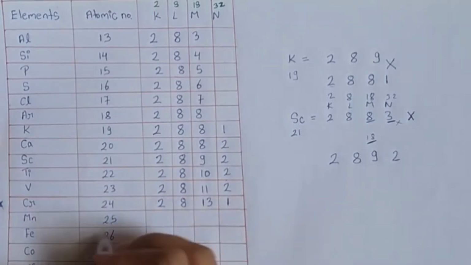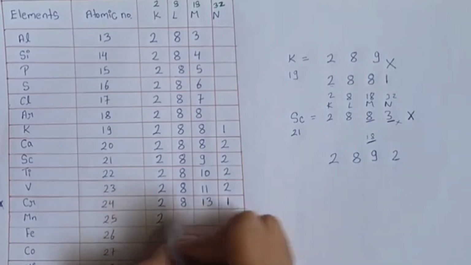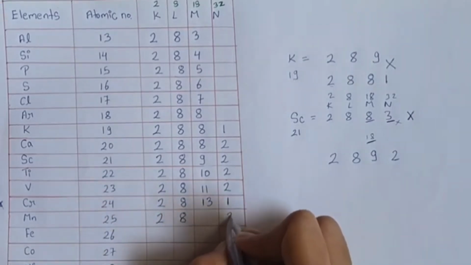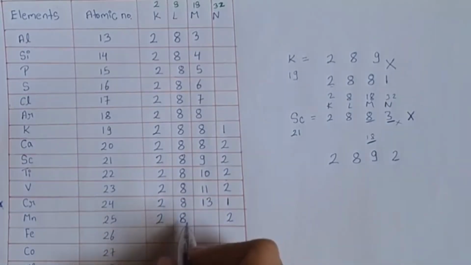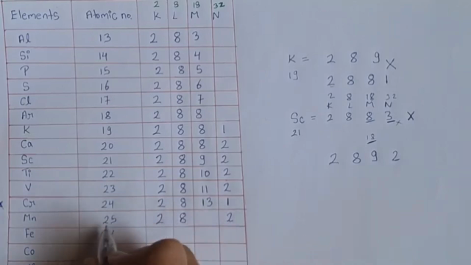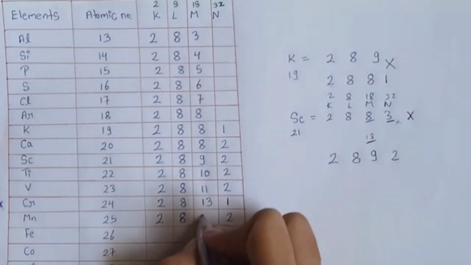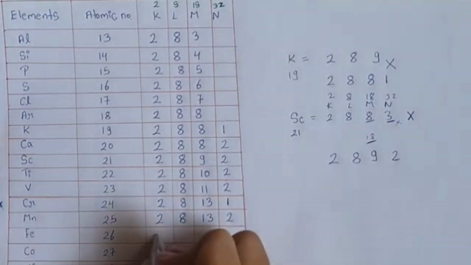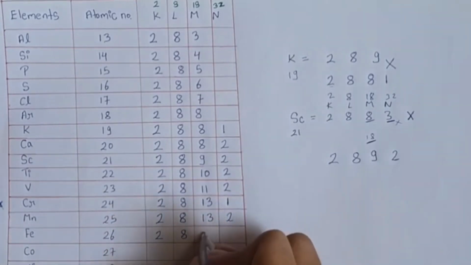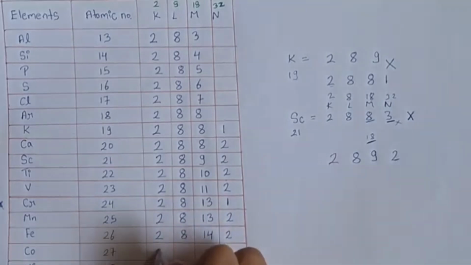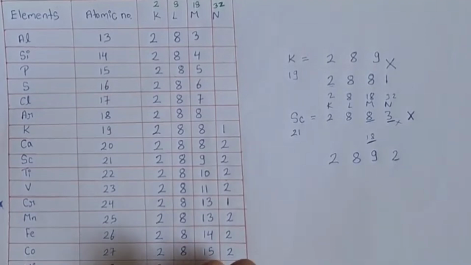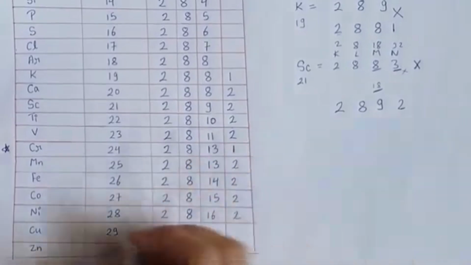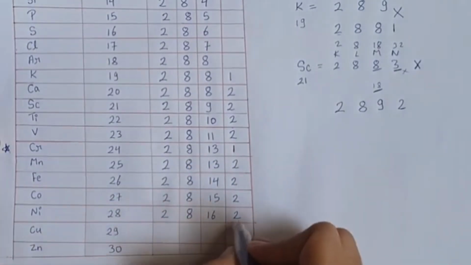In manganese, the atomic number is 25. So you can take here 2, 8 and here 2. Now you add these numbers 8, 9, 10, 11, 12. So 25 minus 12, you do it, you will be getting 13. So in the M shell you will be writing 13. In this way the next is 2, 8, 14 and 2 in the N shell. Then 2, 8, 15 and 2. Then again you take 2, 8, 16 and again 2. If you see here nickel, we took 2, 8, 16 and 2.